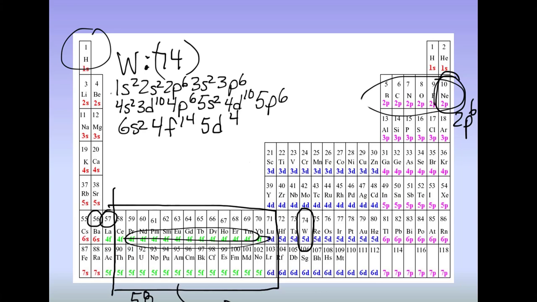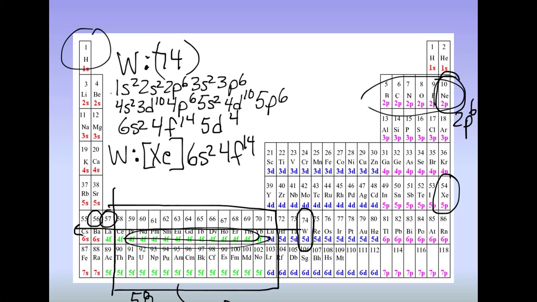Let's write the abbreviation. So in the abbreviation way, you have to go back to the last noble gas. It has to be a noble gas, not any other gas, only noble gases. So follow your numbers, 74, 55, we're at 54. So this is going to be xenon. So this is saying tungsten has everything xenon has, and then you're going to write the extra. Plus 6s2, 4f14, and 5d4.